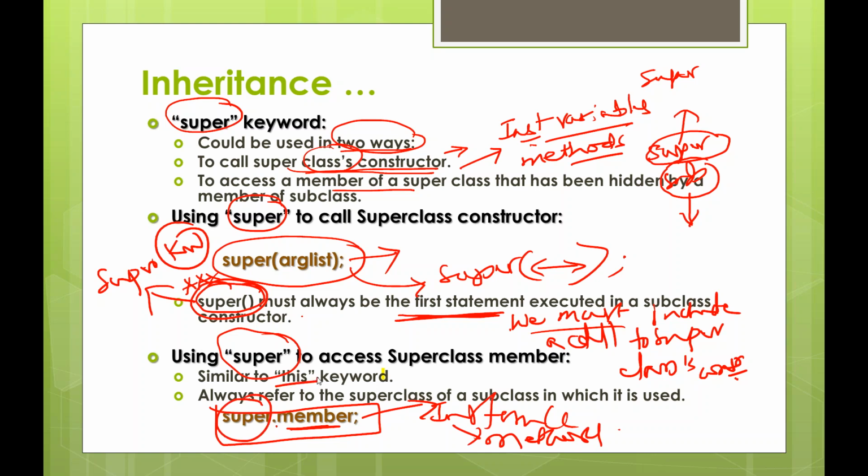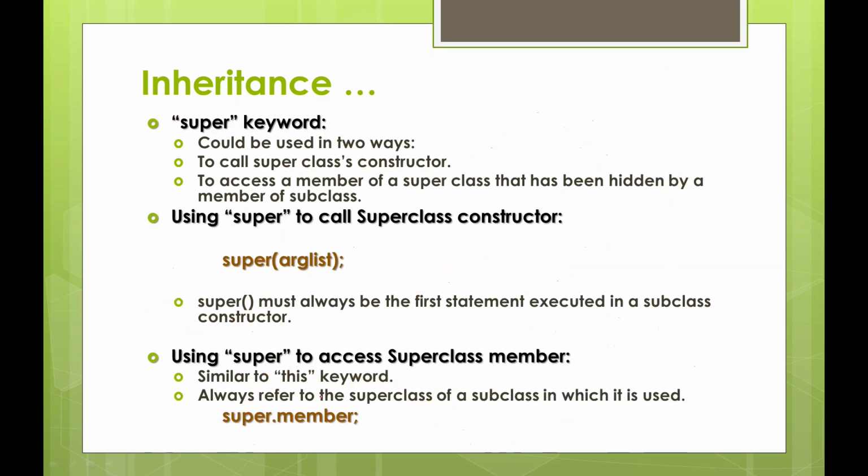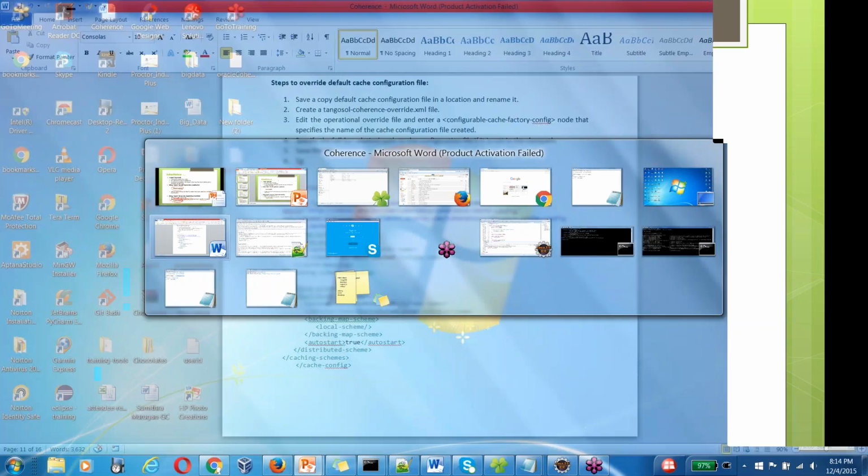Here, this is similar to the this keyword, but we will always use super in a subclass, and it always refers to the superclass within a subclass. So this is how we will use it. One is this way, and another one is super dot member. We will see some examples of how we can use super.